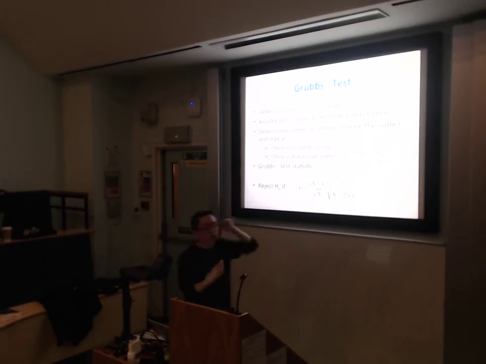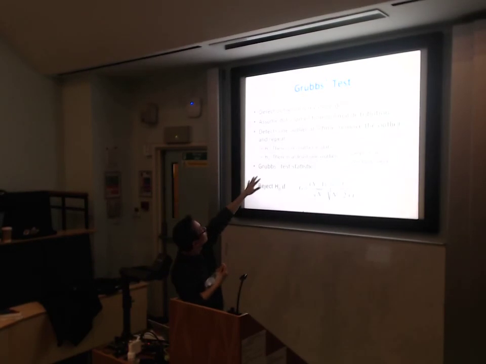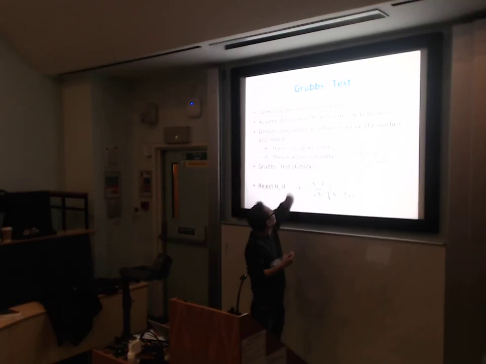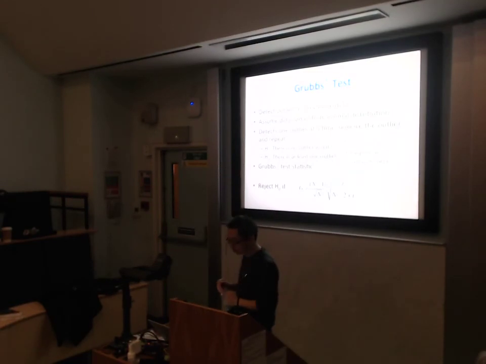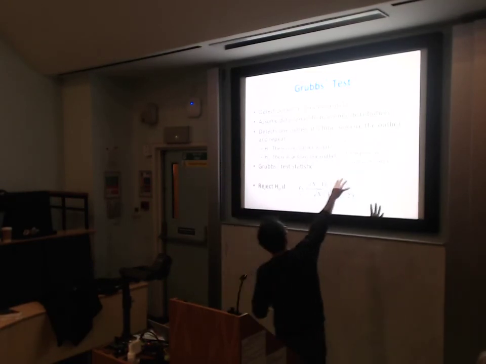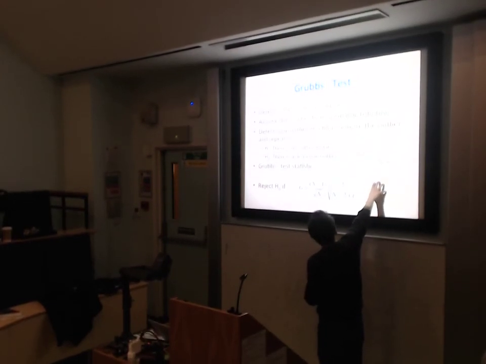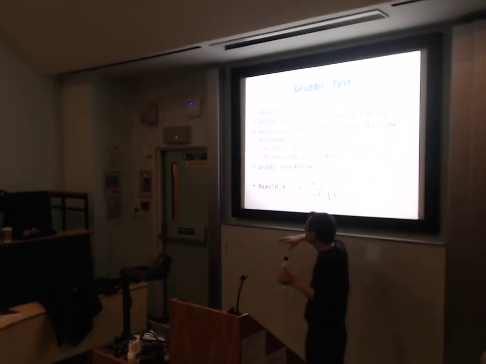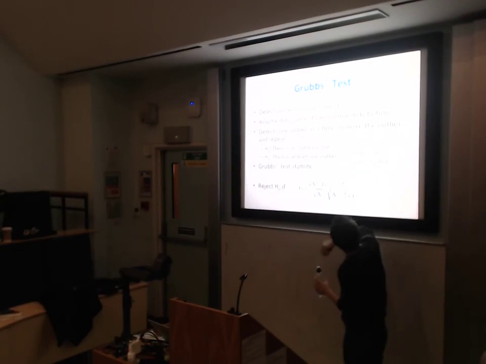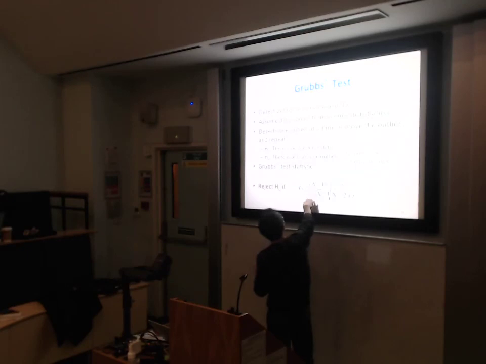first assume that the data comes from the normal distribution. Therefore, it's your null hypothesis. Then you come in with this test, called the Grubbs test. It's not a p-test, but a different one. You take the data, calculate the statistic, and see whether the statistic is bigger than the threshold here or not.